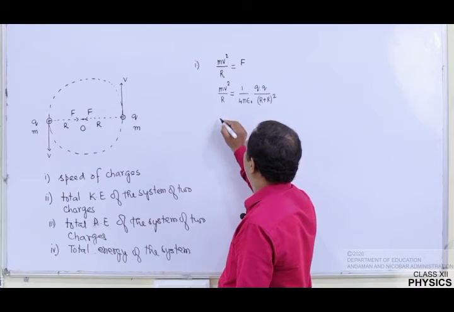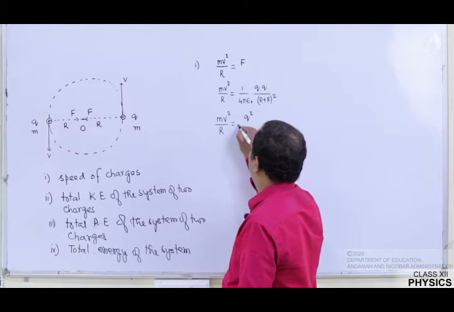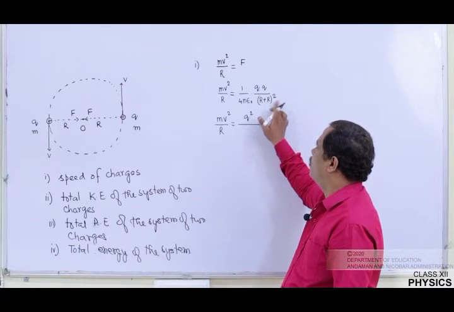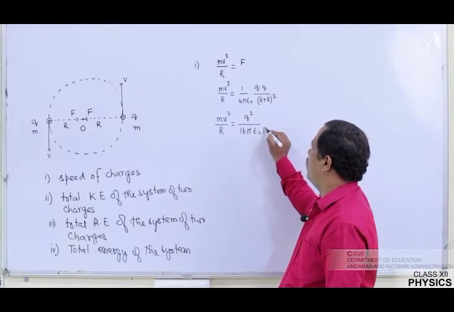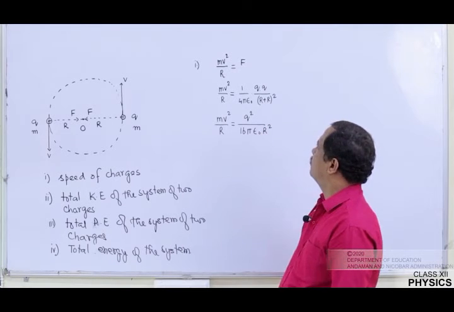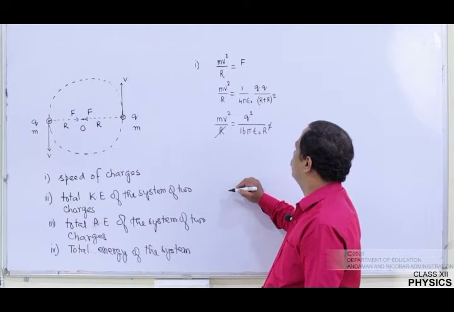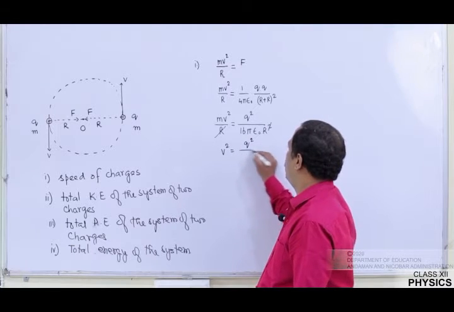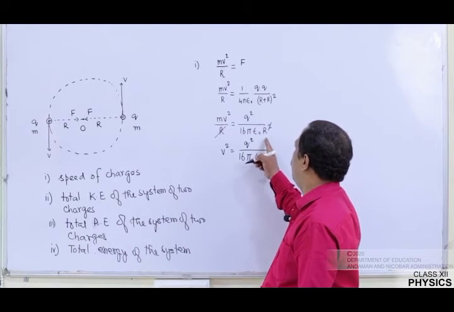As such, I can rewrite this as mv square by r is equal to q square by r plus r is 2r, 2r square is 4r square. So 4 into 4 is 16, so 16 pi epsilon naught into r square. In that case, 1r goes off and I am left with v square is equal to q square by 16 pi epsilon naught into r into m.